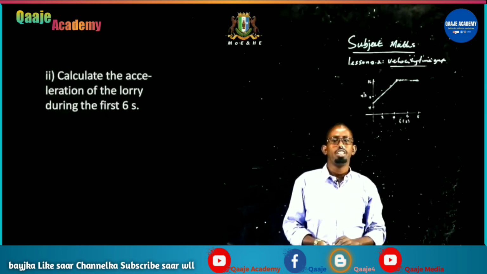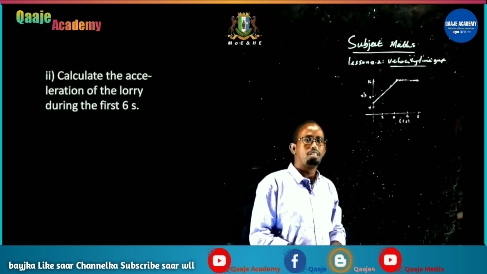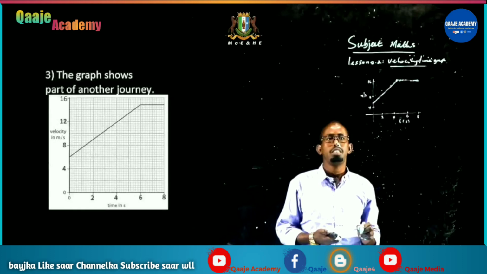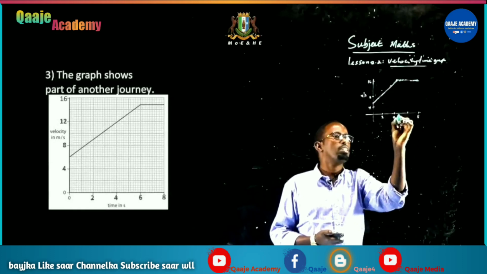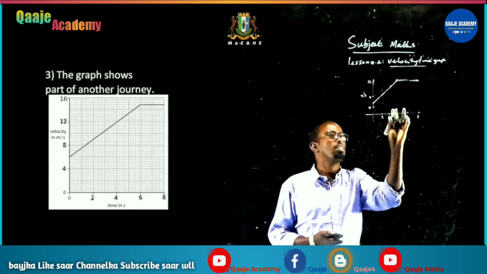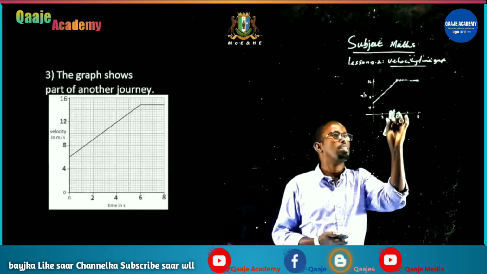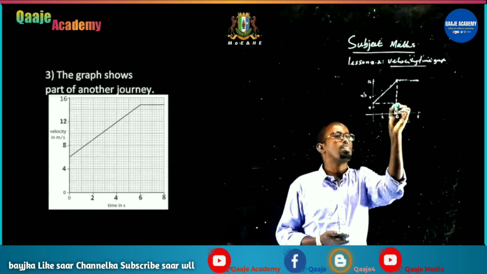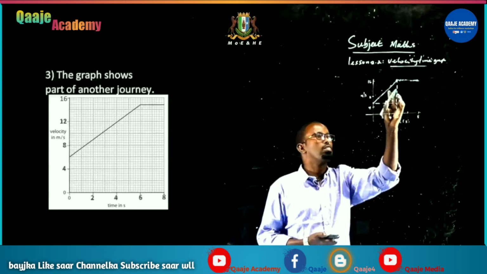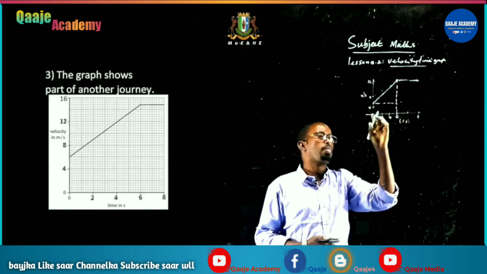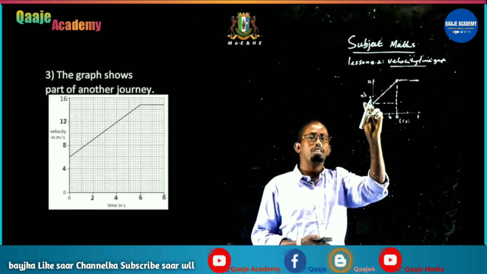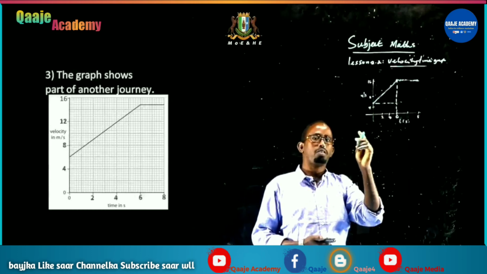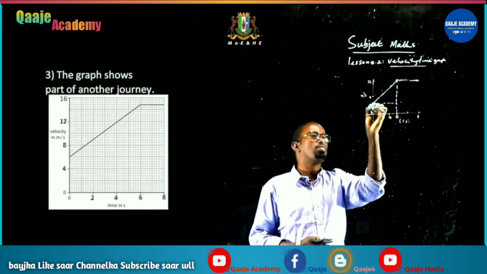Calculate the acceleration of the car in the first 6 seconds. The first 6 seconds, this is where 6 is. That is where 6 is, in the first 6 seconds. So that distance. Each square unit there is 5, so this particular point is 6.